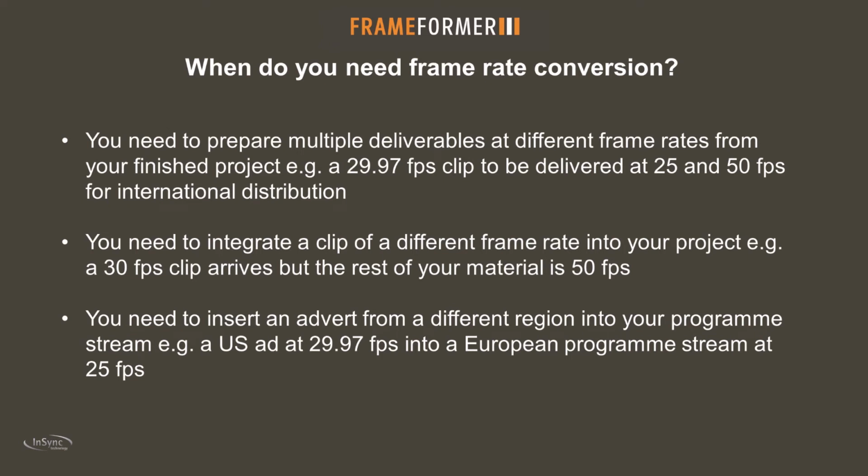Well, if you're listening to this tutorial, it's because you think you need frame rate conversion. There are a number of occasions when you're going to need frame rate conversion. For example, you need to prepare multiple deliverables at different frame rates from one project. For example, you've got a 2997 clip and you need to deliver that at both 25 and 50 frames per second for international distribution. Perhaps you've received a clip which is the wrong frame rate for your project, and that's going to need frame rate conversion. Or you need to insert an advert from a different region into your program stream. Those are just some examples of where you're going to need frame rate conversion.